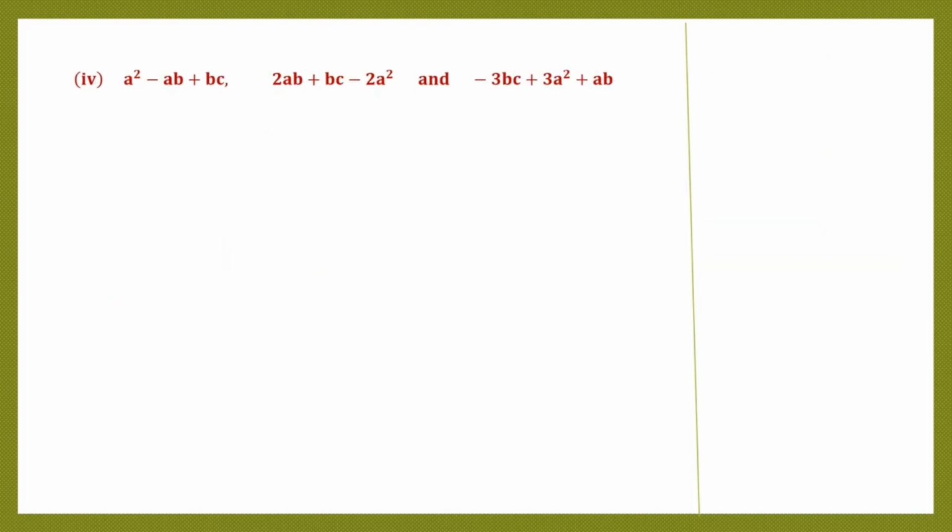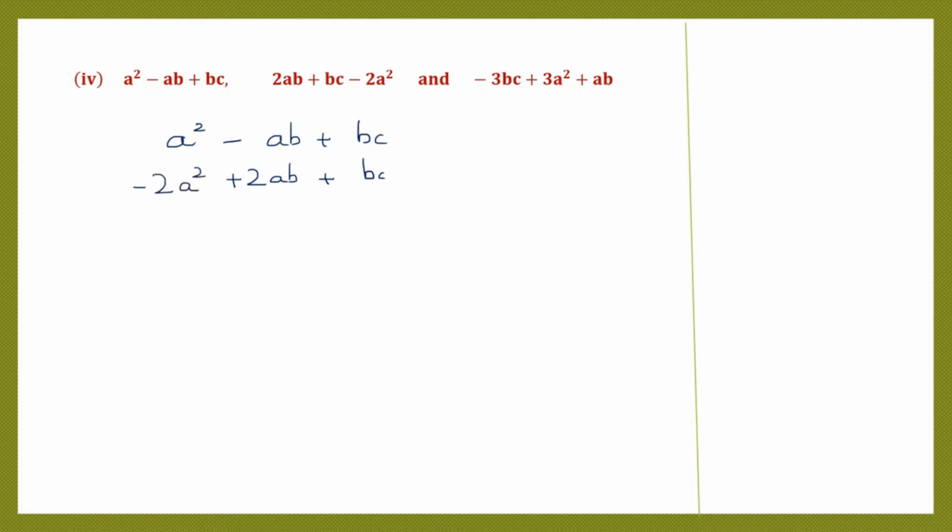Question 4. A square minus AB plus BC is the first set of polynomials, and then we have two more. Let's arrange them in order in vertical columns. A square minus AB plus BC. Now 2AB, it should come in the right column, so that is plus 2AB. So I'll write plus 2AB plus BC minus 2a square. So put it in the right column, minus 2a square.